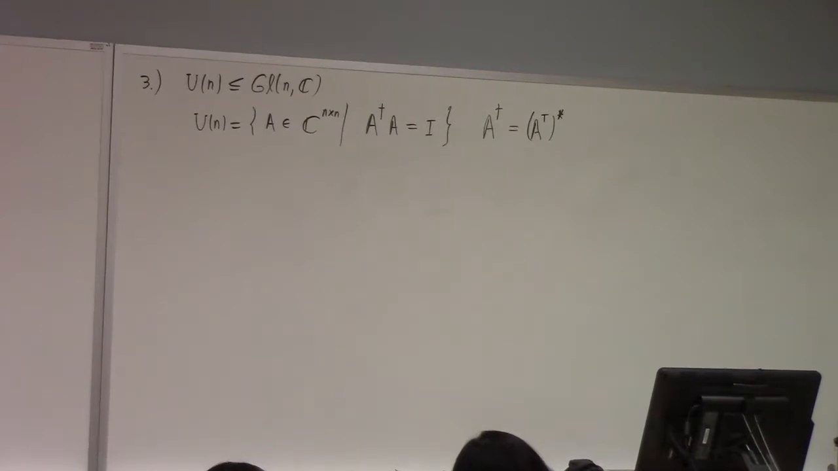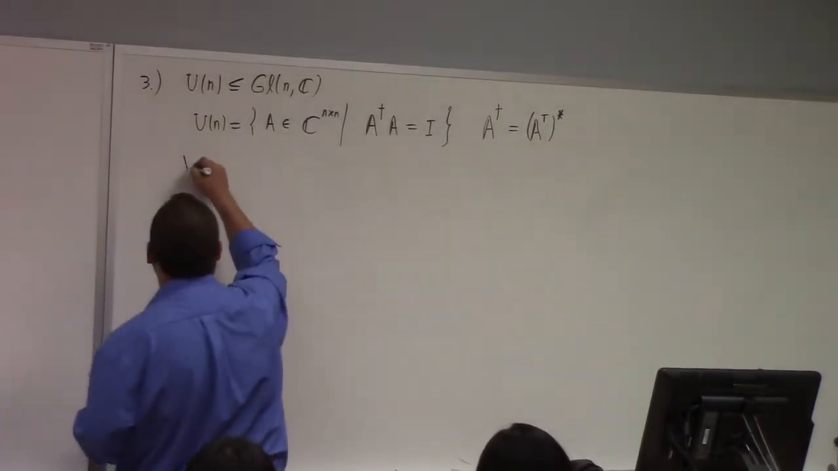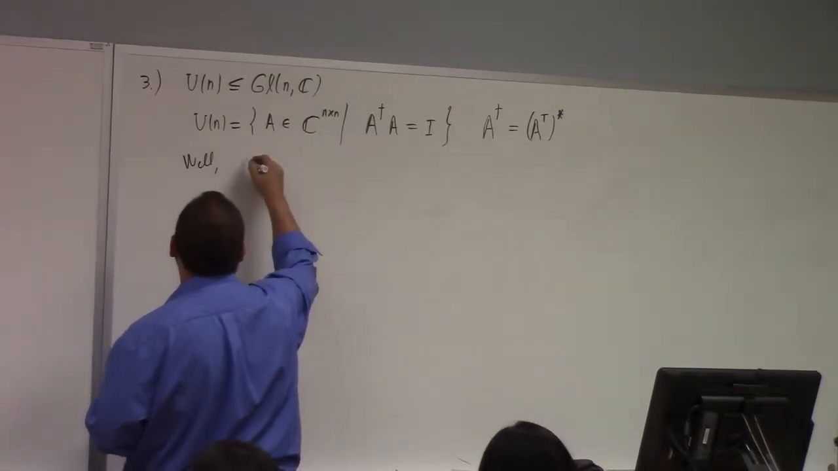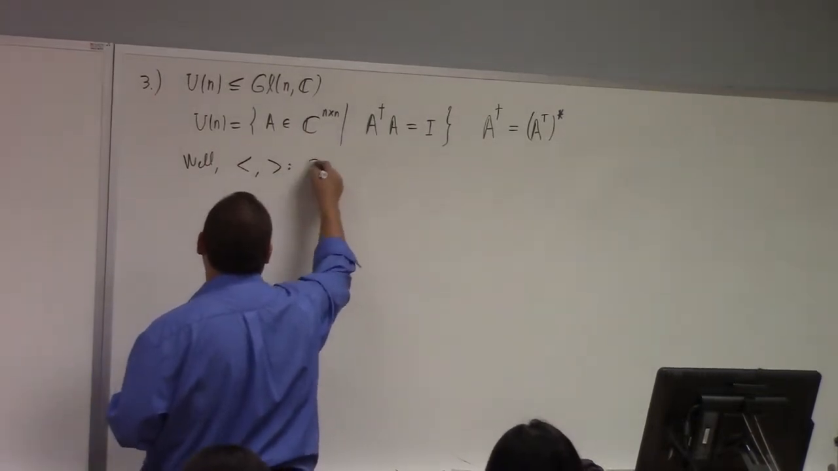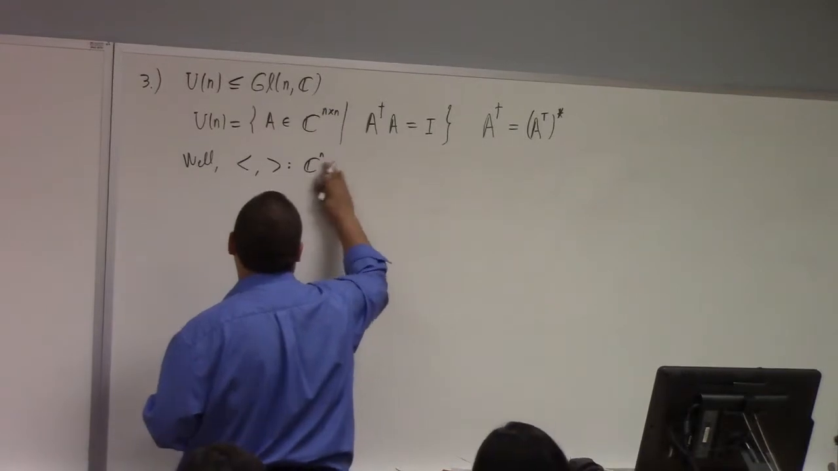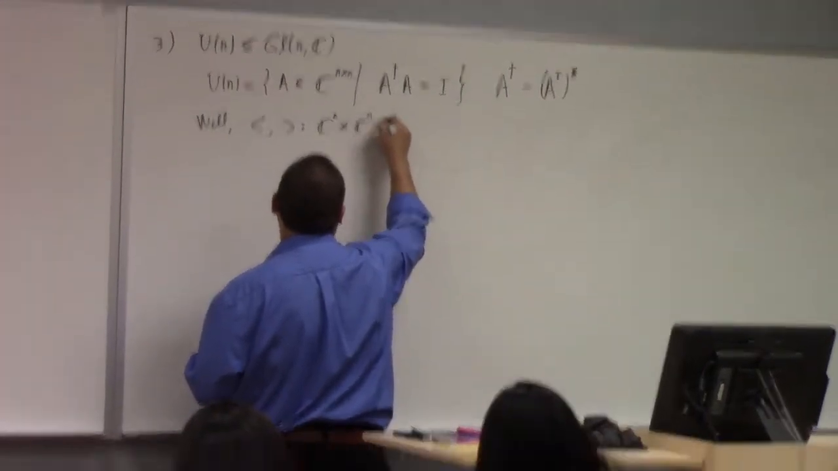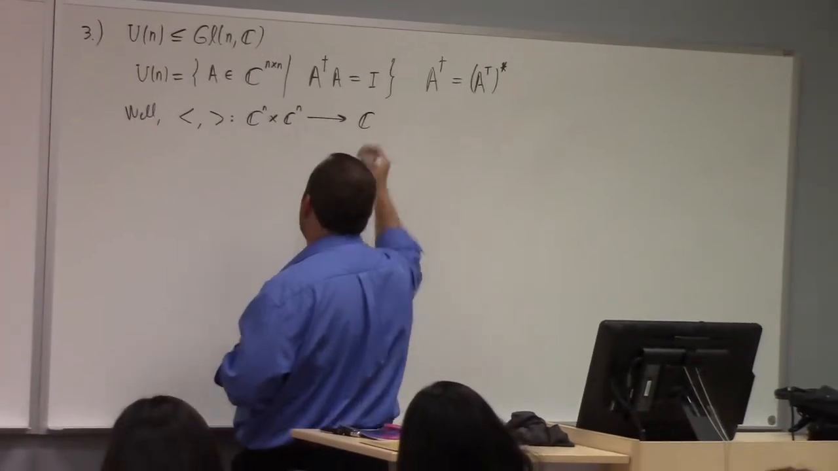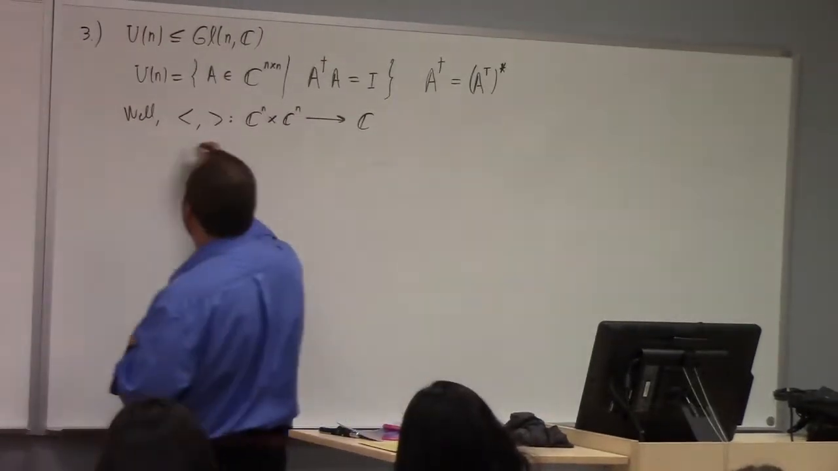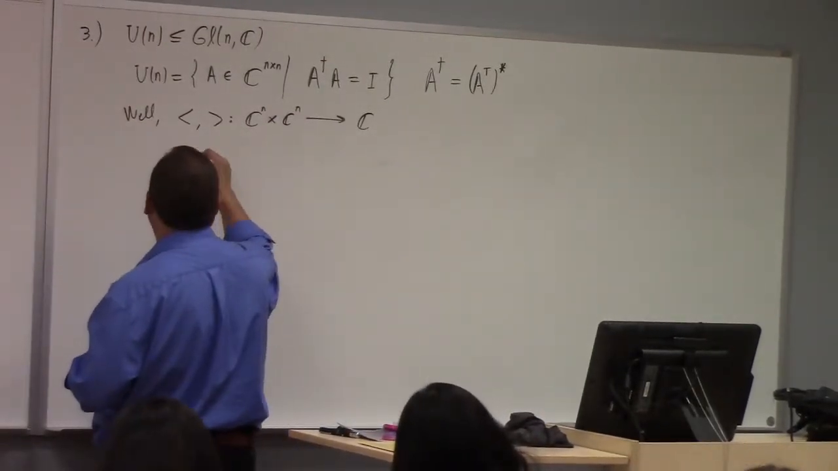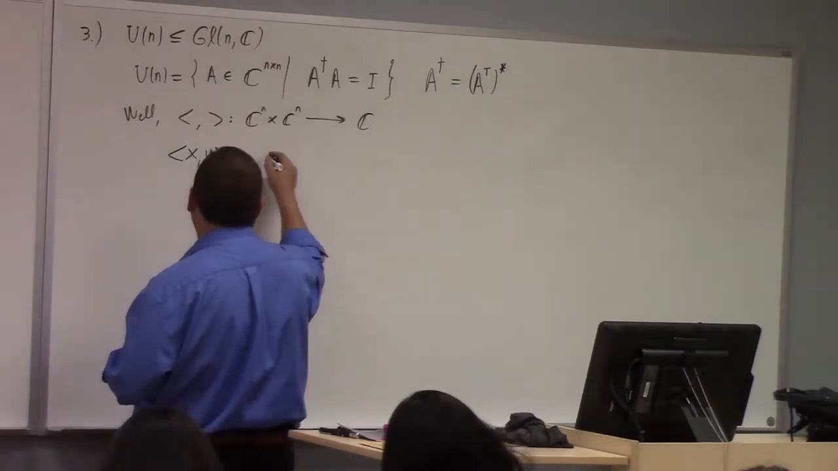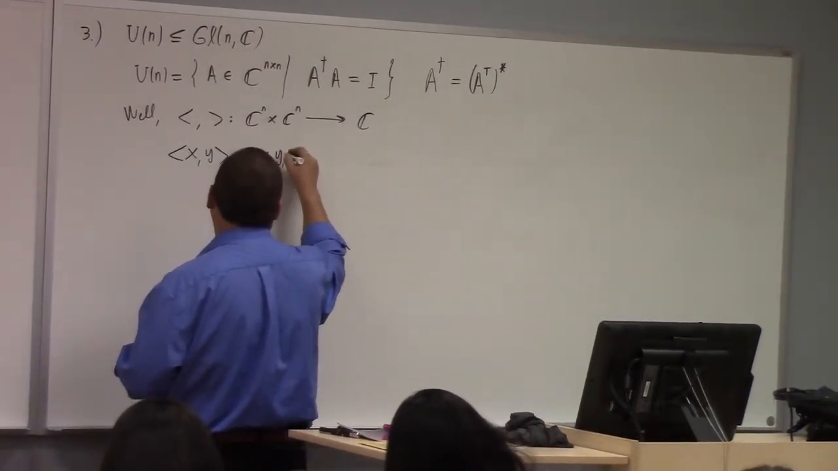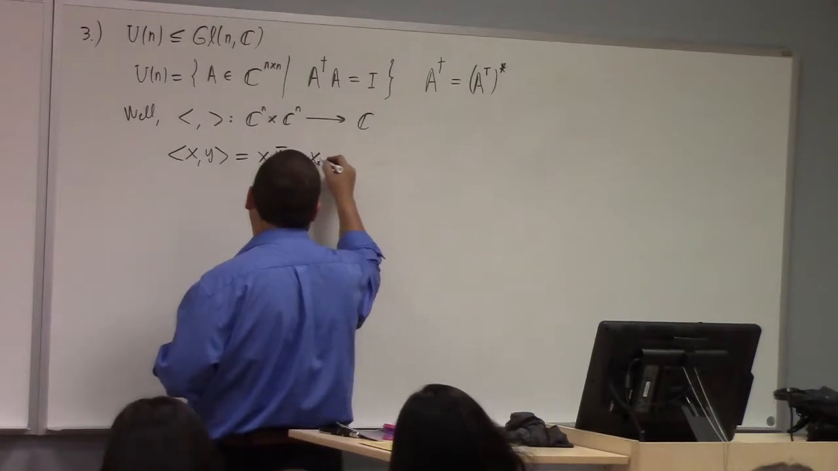Now, why do you define unitary matrices like this? What is it that they're good for? Well, if we define the inner product on C^n, so the analog of the dot product for complex n-space, right? How is this done? If I have x and y, it's defined to be x1 y1 bar plus x2 y2 bar.